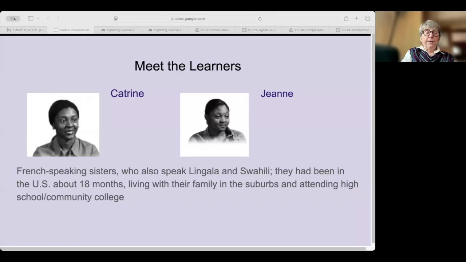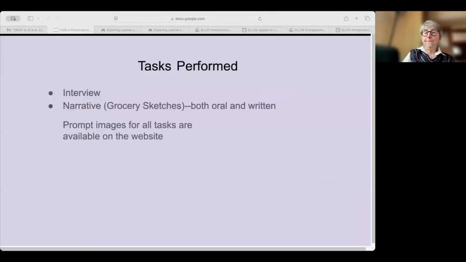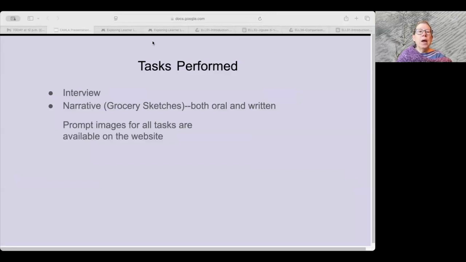So those are the learners. And now Bonnie's going to show you the communication task that we asked these 6 learners to complete on camera. Bonnie? Thank you. So we asked the learners to complete 6 oral tasks and 1 written task. Each task was designed to elicit different language features and find out how the learners responded in various situations.